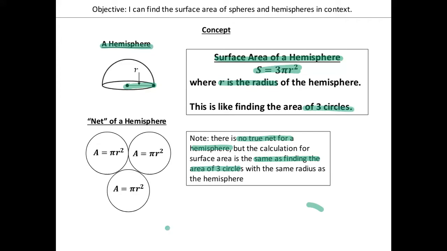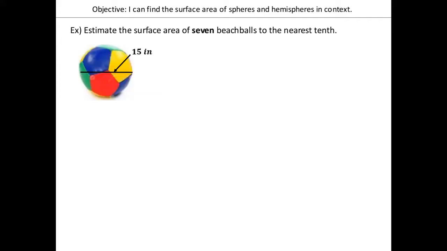All right, so let's go ahead and look at our first example. Our first example here says, estimate the surface area of 7 beach balls to the nearest tenth. So notice, is this a sphere or a hemisphere? A sphere is a full ball, right? So the beach balls are really going to be spheres. And then notice it has 7 beach balls. So I'm going to multiply my answer by 7 at the end, okay?